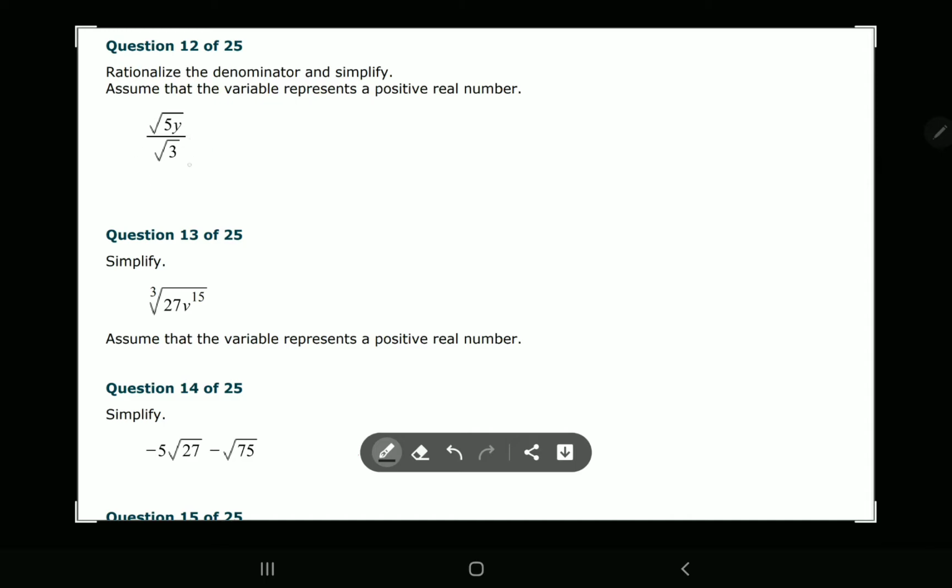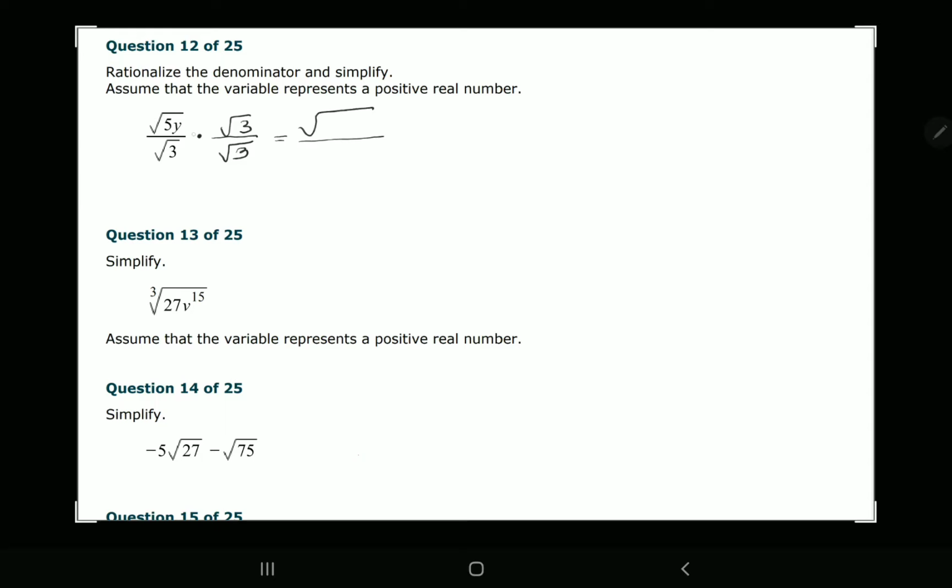So what we're going to do is rationalize our denominator. We're going to multiply the numerator and denominator by the square root of 3. What I do to the bottom, I do to the top. Now, in my numerator, both indexes are the same, and I'm multiplying. Therefore, I can multiply the radicands with each other. When I do that, 5y times 3 is 15y.